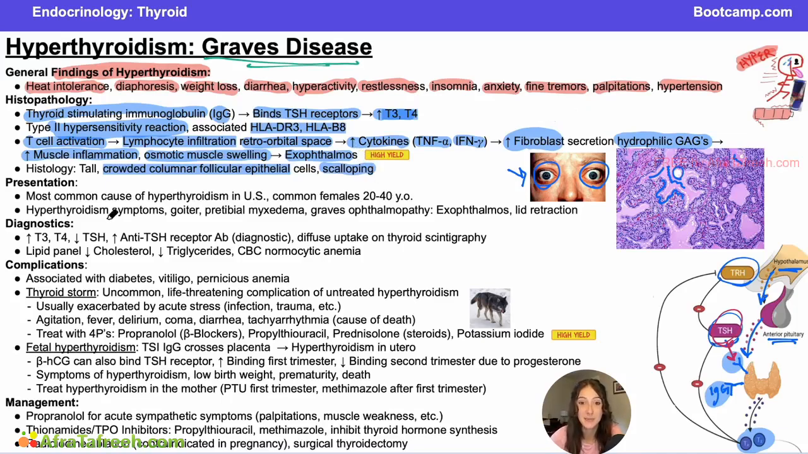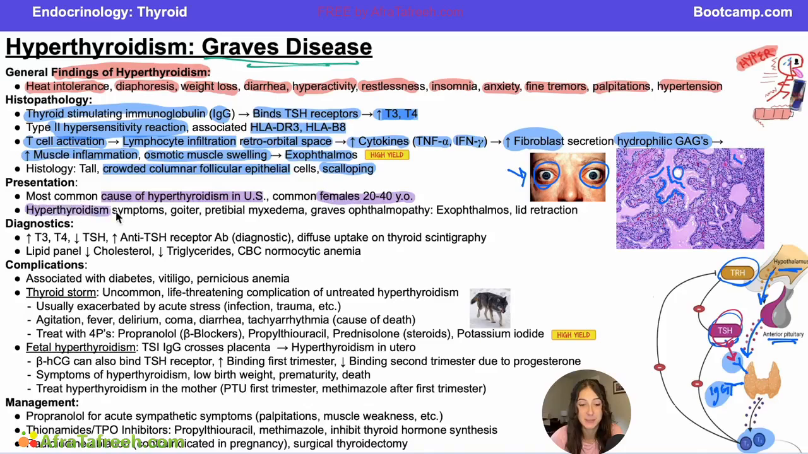So we've already talked a little bit about the presentation of Graves' disease with the exophthalmos, but another important part of this presentation is that this is actually the most common cause of hyperthyroidism in the US, and it's really common amongst females 20 to 40 years old. So usually when they say a young woman comes in with these classic presentations, it sounds like hyperthyroidism. Graves should definitely be on your differential.